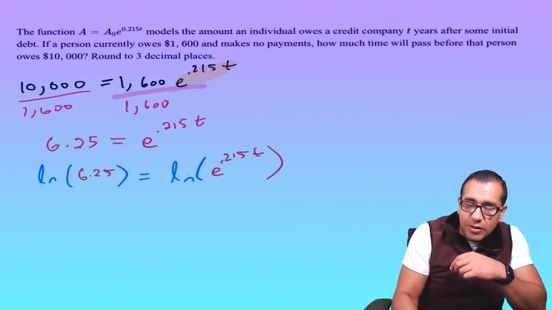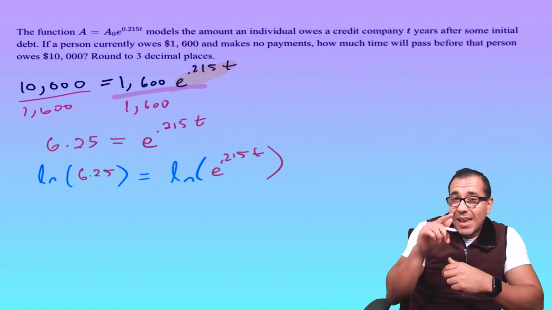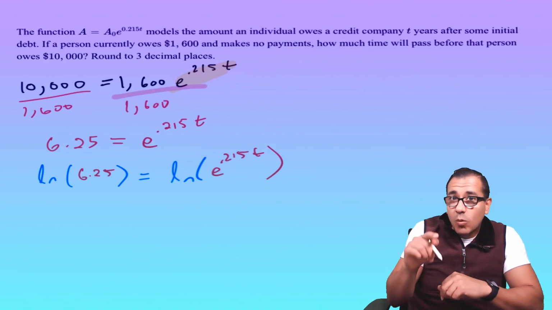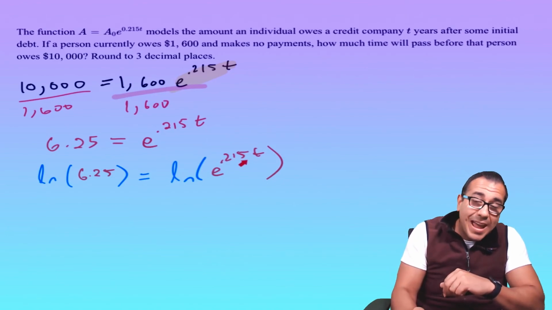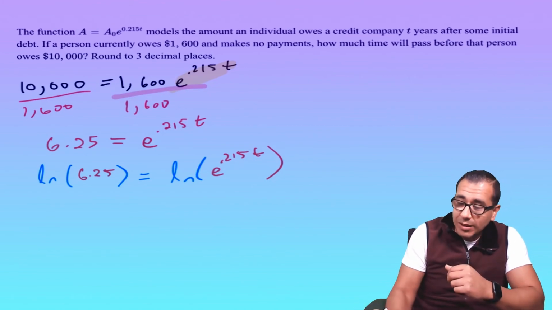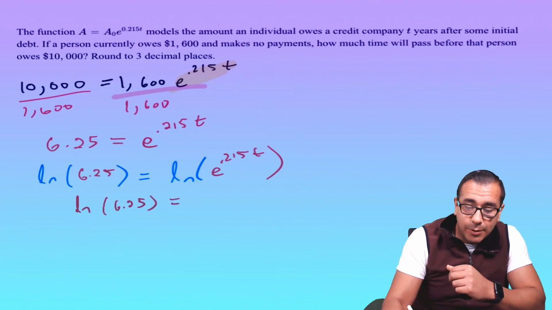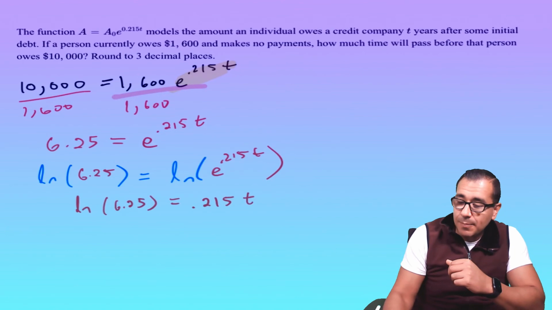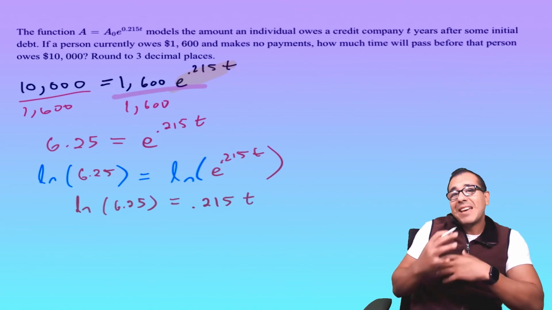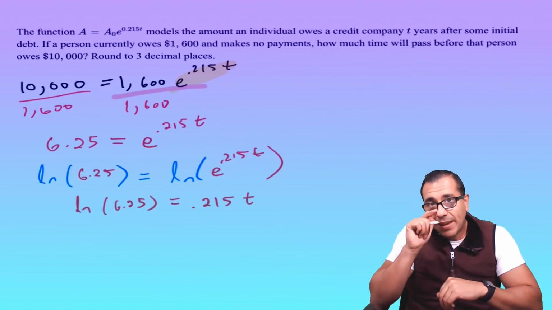And these are inverse functions. So these two, in a sense, are going to undo each other. They're going to cancel each other out. What that leaves us with is your exponent there. So we're left with the natural log, the ln of 6.25, which is just some ugly number, and that's going to equal 0.215t, because again, ln and e undo one another. So make sure that's clear in your notes.